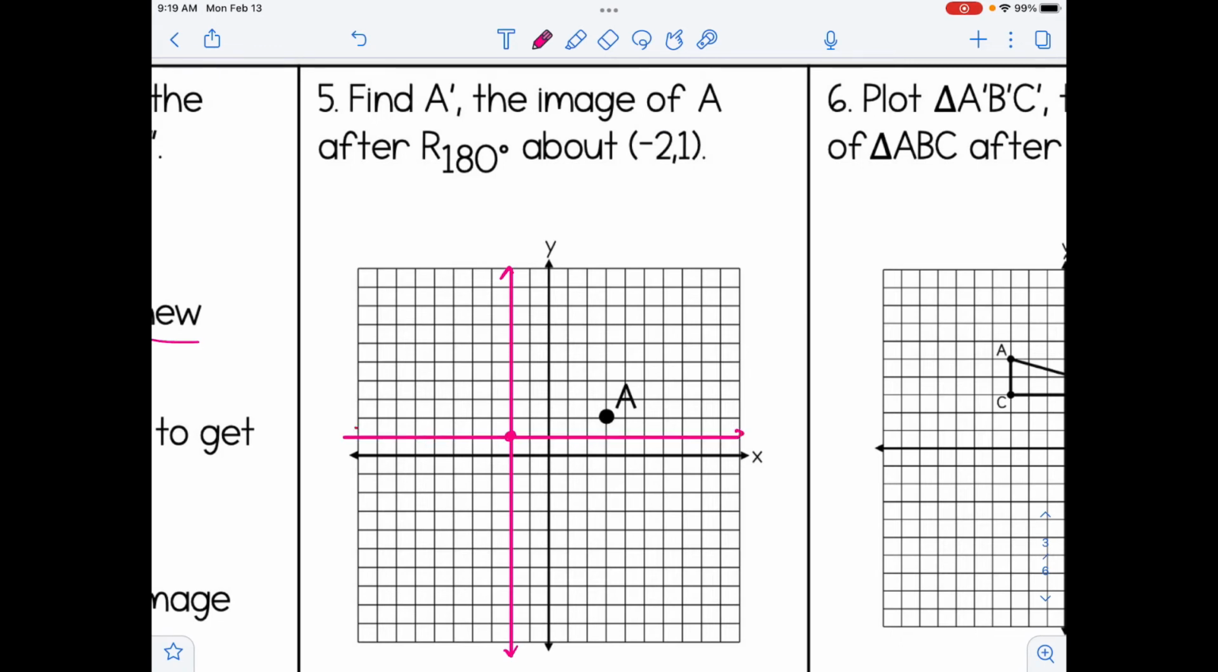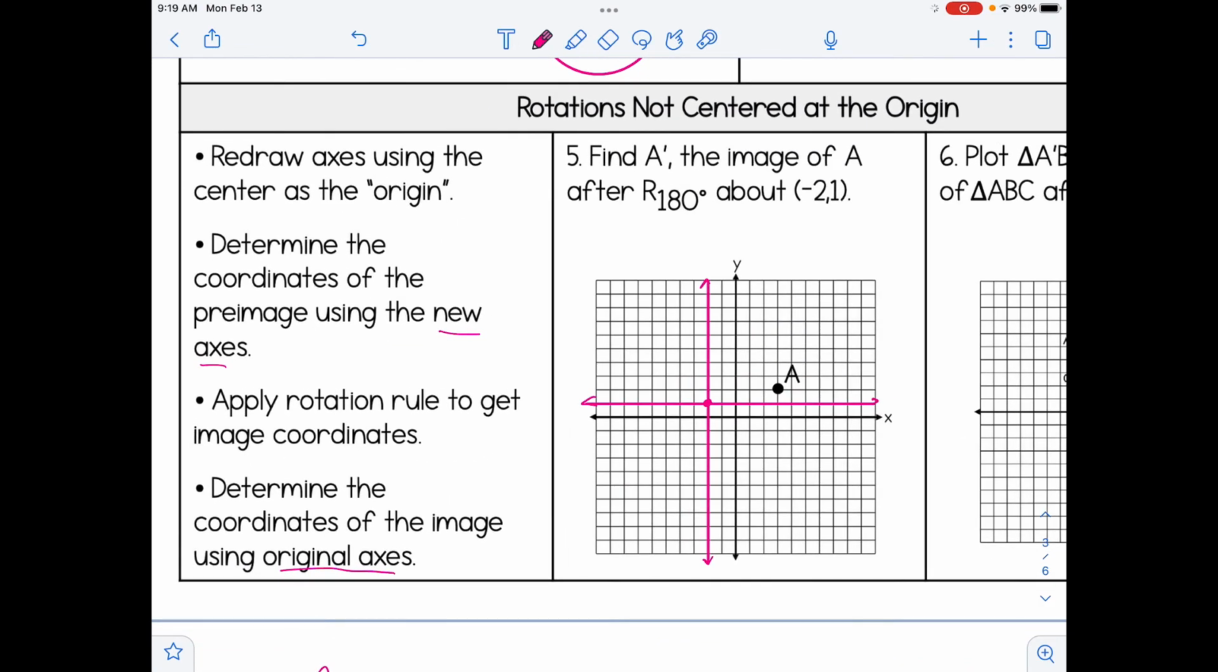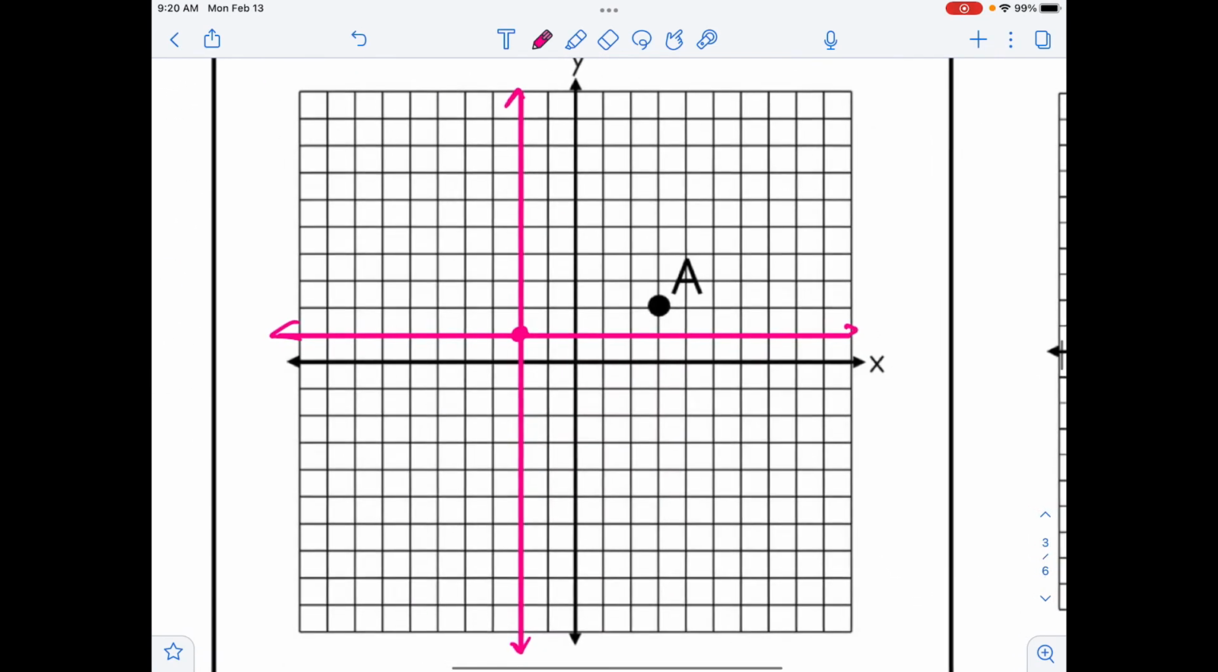And I'm going to pretend that this point, -2, 1, is the origin. Okay, so if I look at my steps here, I did the first step. I redrew the axes using the center as the origin. Then it says determine the coordinates of the pre-image using the new axes. Okay, so ignore the original axes, and I'll even write this in here so that you guys can see.